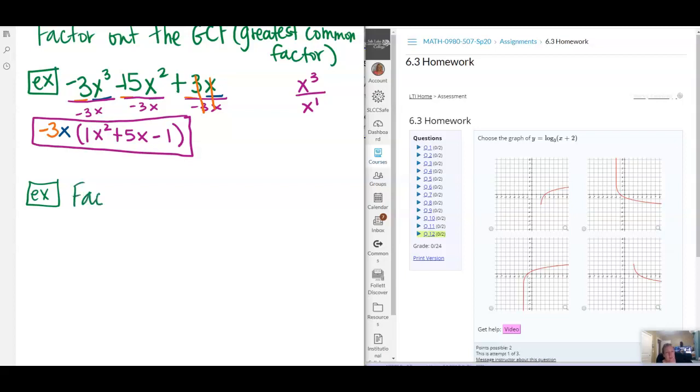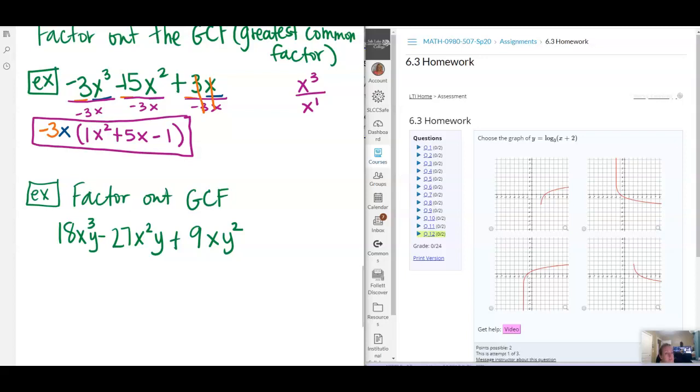Okay, so again, if it says to factor out the GCF, let's try 18x to the third minus 27x to the second y, and then let's do plus 9xy to the second. Actually, I'm going to put another y here. All right, so each of the terms has an x and a y.